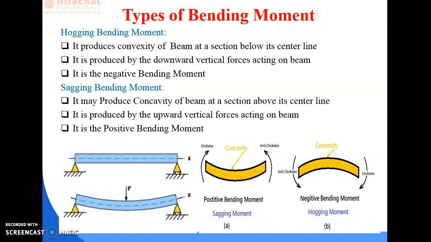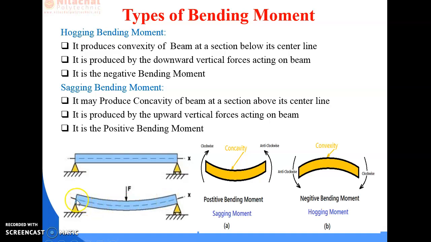Types of bending moment. We have two types of bending moment, one is hogging bending moment, another is sagging moment. As shown in the diagram, we have a simply supported beam resting upon two supports. There is a center axis X. Force F is applied upon the beam. Now it is causing the bending of the beam.